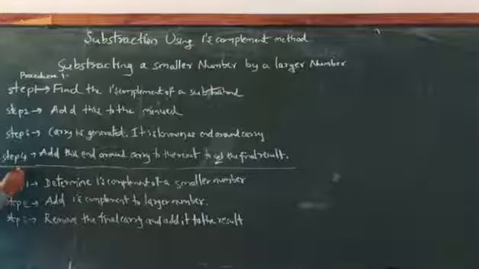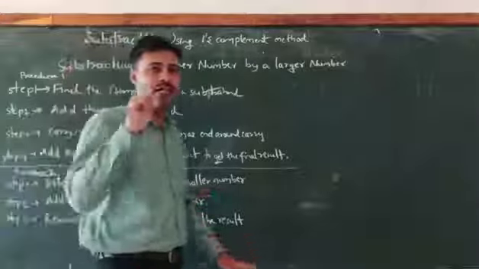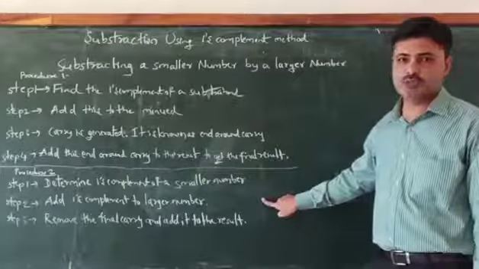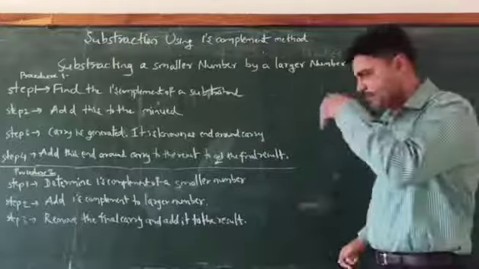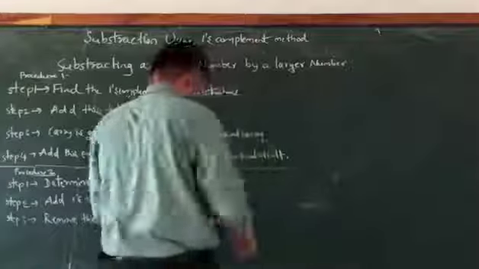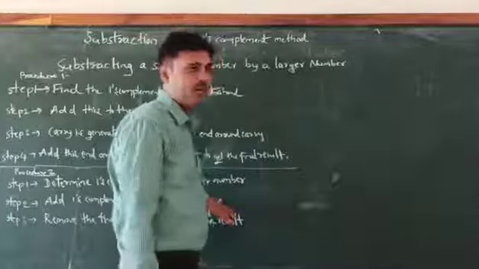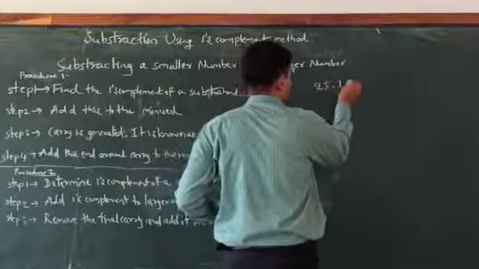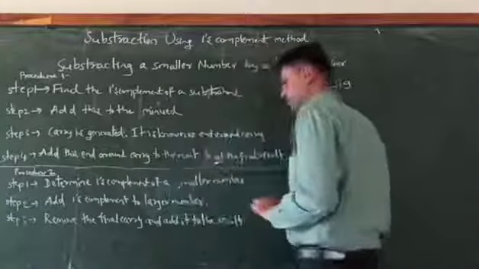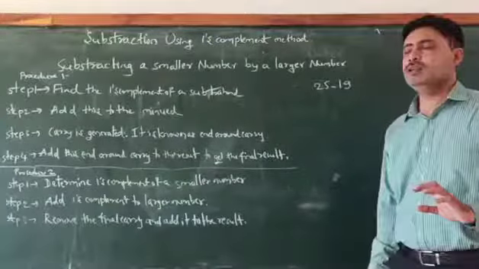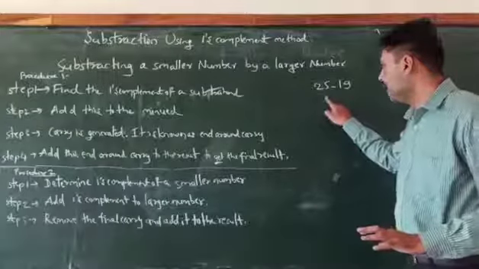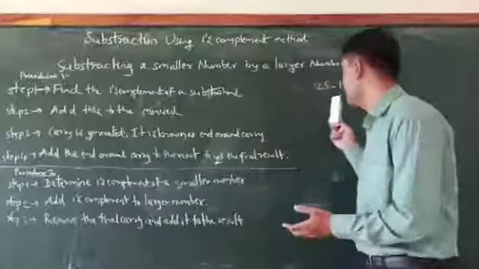Procedure 1, procedure 2. You can follow any one procedure. Either you follow procedure number 1, or you follow procedure number 2. Answer will be the same. For example, take any one number. In your exam, they will give: subtract using one's complement 25 minus 19. In exam, they will tell the problem as subtract using one's complement 19 from 25, or 25 minus 19.